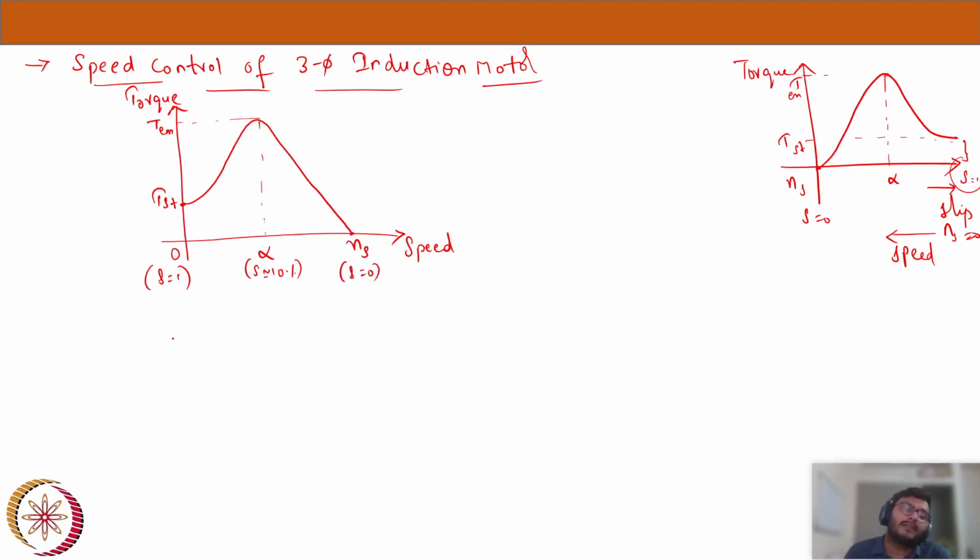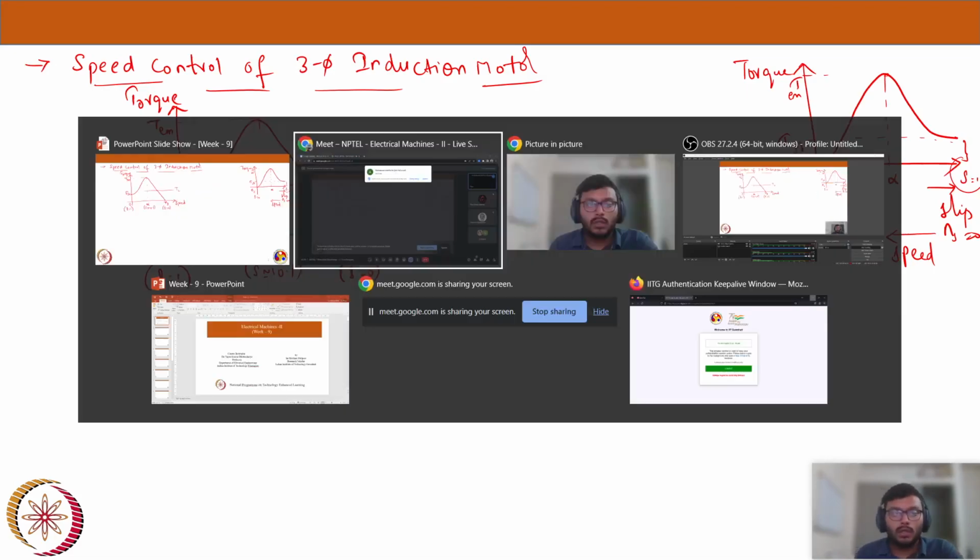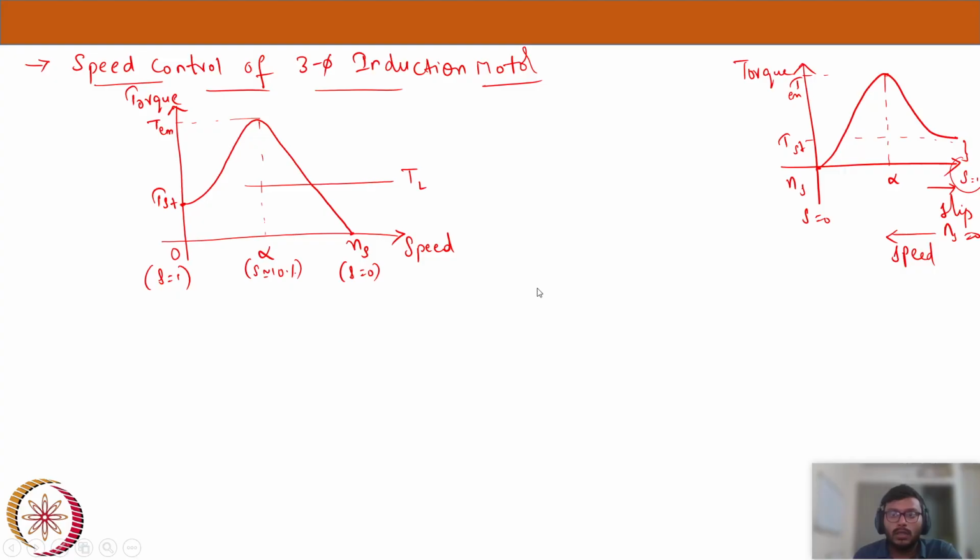Now say for this kind of motor, we have some kind of load torque, a constant load torque. So this is the amount of torque that my load is demanding. My motor should always be able to provide this kind of torque. So this is my required load torque.